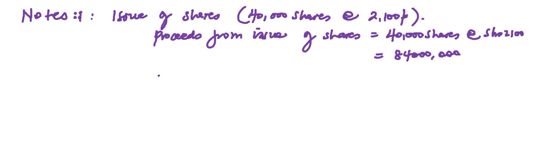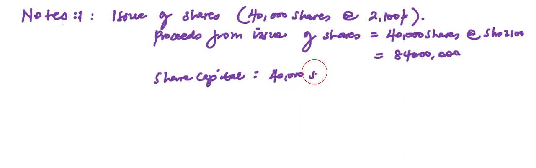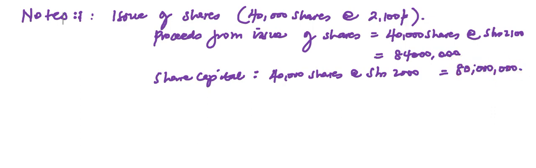However, your share capital, you have received the 84 millions, but remember the nominal value of each share is 2,000. So share capital increases with the nominal value of the shares that have been issued out. So I'll get the 40,000 shares at how much? At shillings 2,000. And this will give us how much? That is 80 millions. That is share capital.